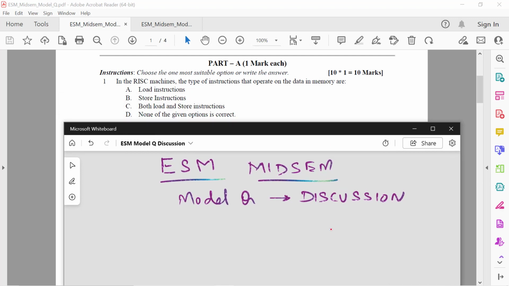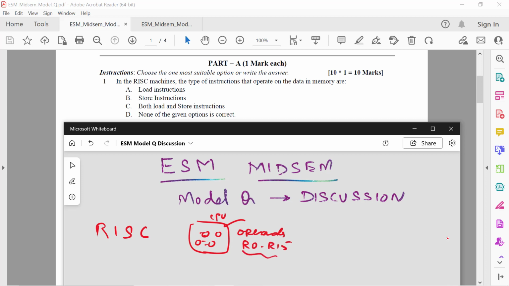So let us look at the first question, which is about the RISC machine. Now all of you know that RISC machine is reduced instruction set computing. That means there are many instructions which operate only within the registers that are there in the CPU. The operands, which are the values that these instructions operate on, come from other registers, R0 to R15, as well as immediate constants. So immediate constants are part of the instruction itself, which is inside the CPU already.